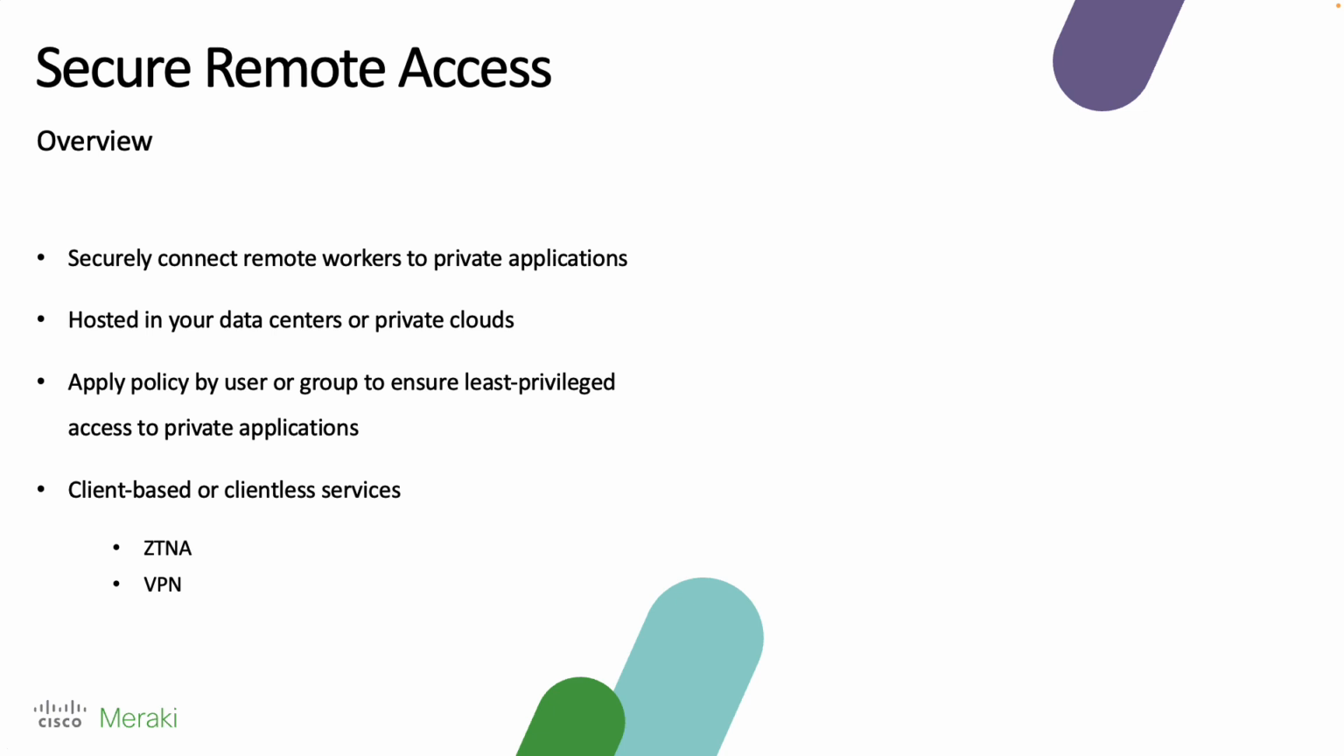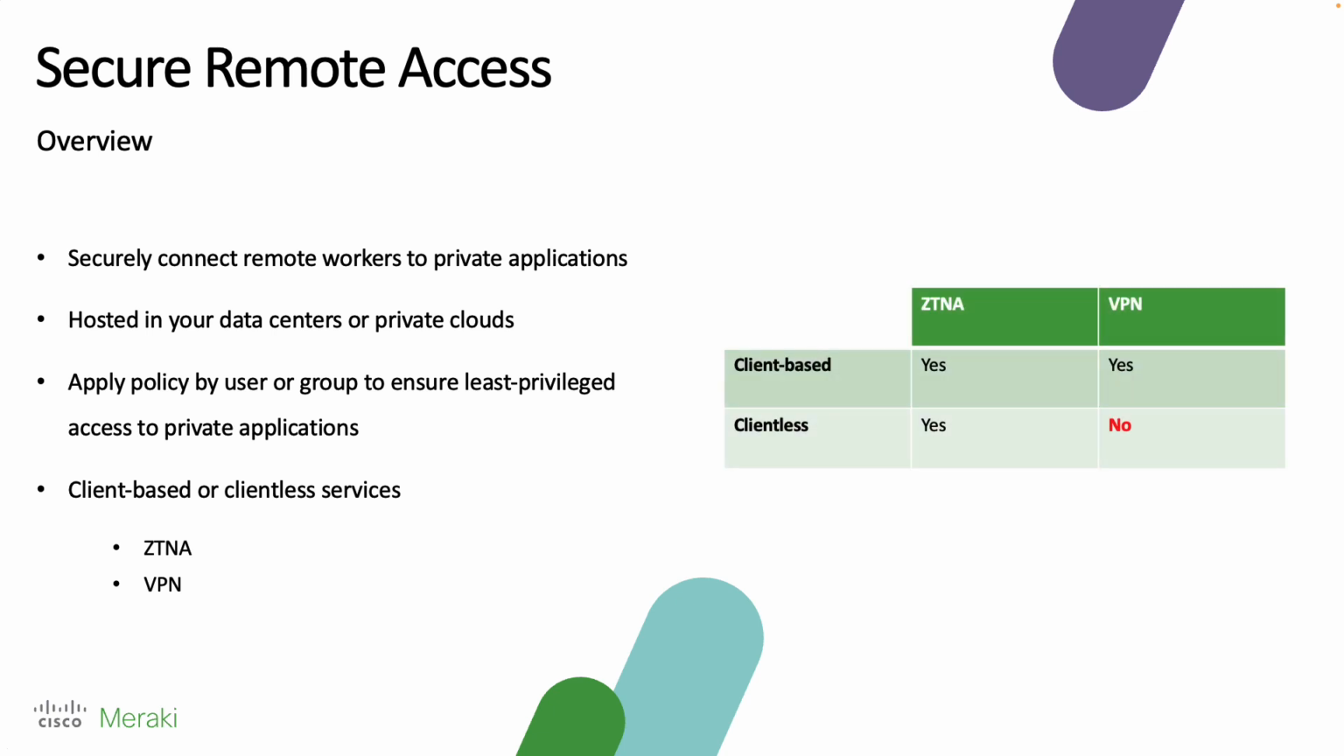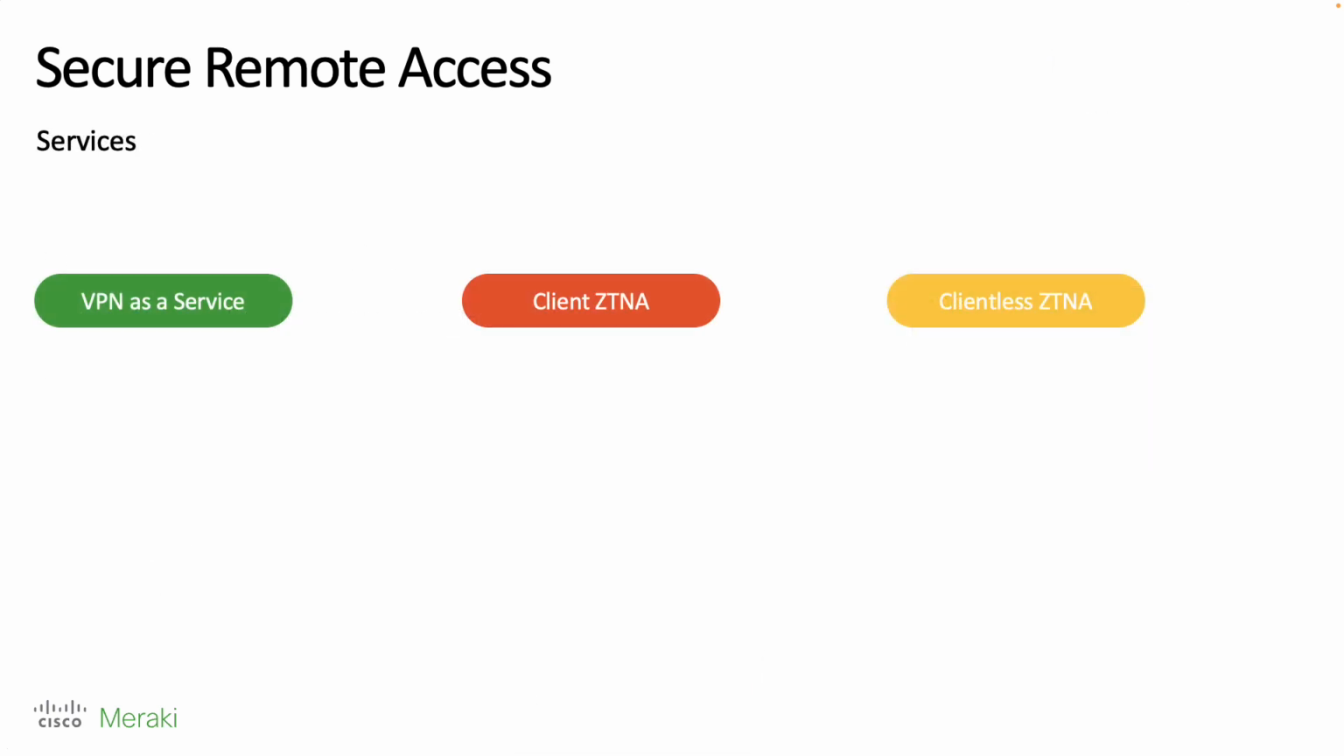And there's a couple of different services that you can start to utilize with Secure Remote Access. For the client-based options, we can either utilize Zero Trust Network Access or a VPN. And then for the clientless option, we can still use ZTNA to serve applications to our users. So there are three different services we can use: the VPN as a service, the client ZTNA, and the clientless ZTNA.